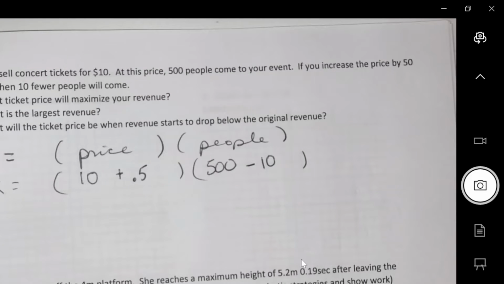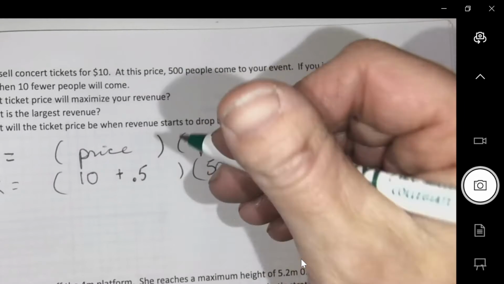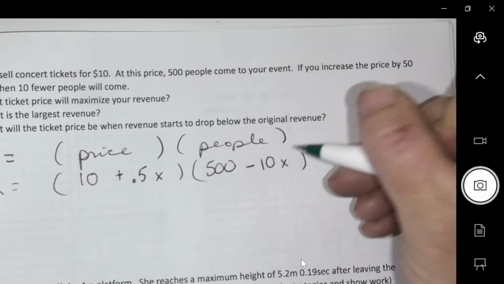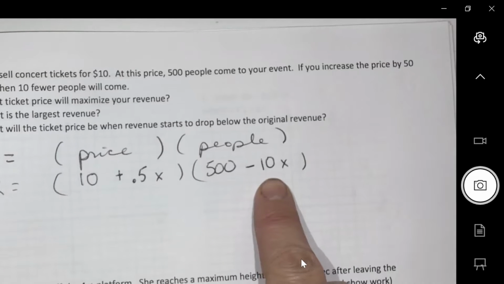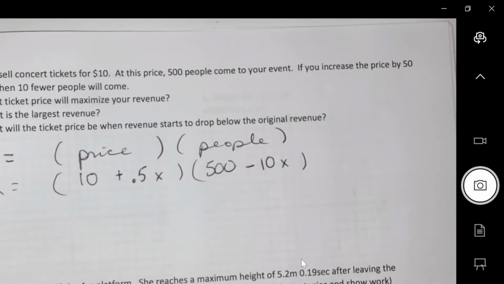And what do you need to include on this yet? I'm missing something. You need some kind of variable. So if this goes up 50 cents or 50 cents and another 50 cents, then this has to go down accordingly. Because I don't know how many times I want to do that. Okay, you're ready to go.